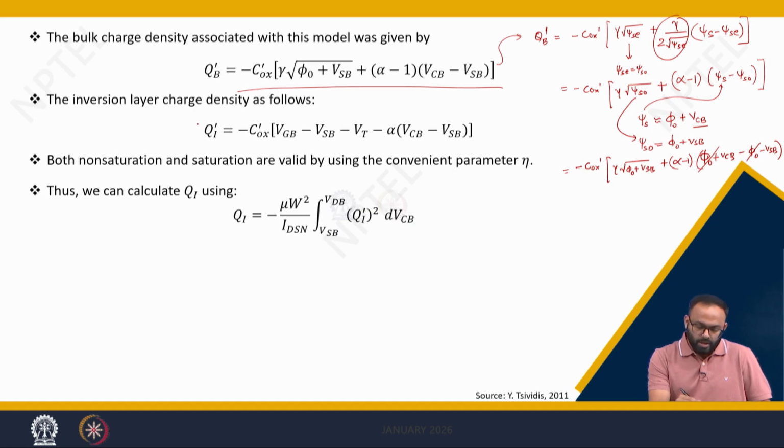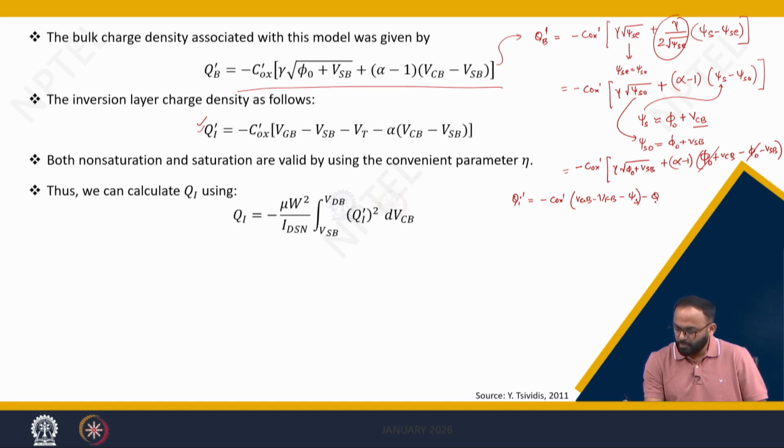Similarly, you can get the expression for Qi'. We know that Qi' can be written as minus Cox' into VGB minus VFB, the flat band voltage, minus psi_S minus QB'. So, when you put again psi_S equal to phi naught plus VCB and put in the values of this QB', solve this equation, you will get minus Cox' into VGS minus VT minus alpha times VCB minus VSB.